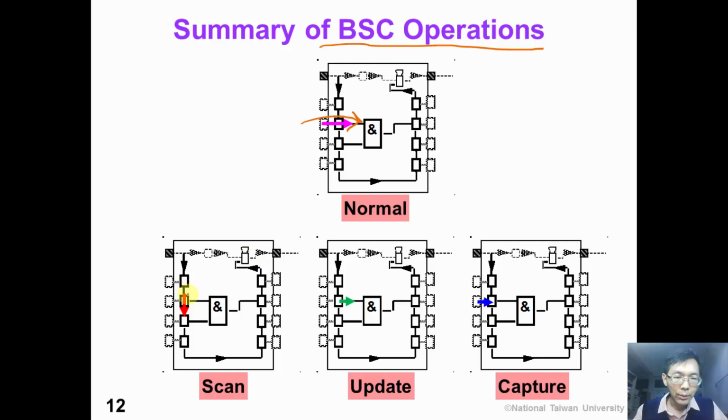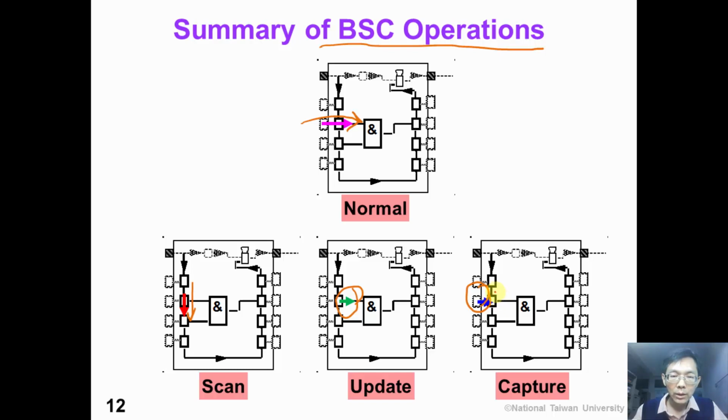In scan operation, the boundary scan cell is shifted from one cell to another cell so we can load the test pattern. In the update operation, we can update the output flip-flop and apply our test pattern to the system logic. And finally, in the capture operation, we can capture the test response into our boundary scan cell.